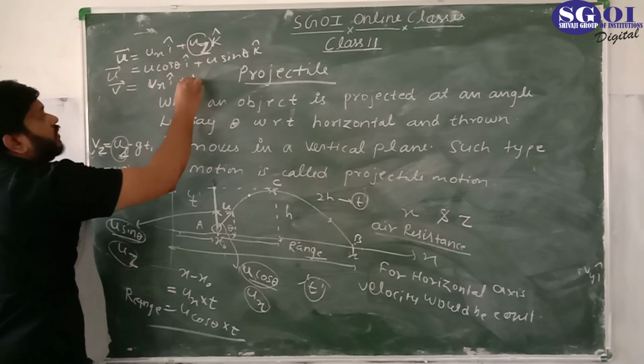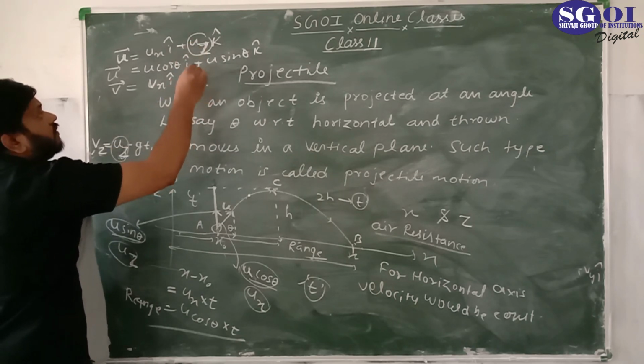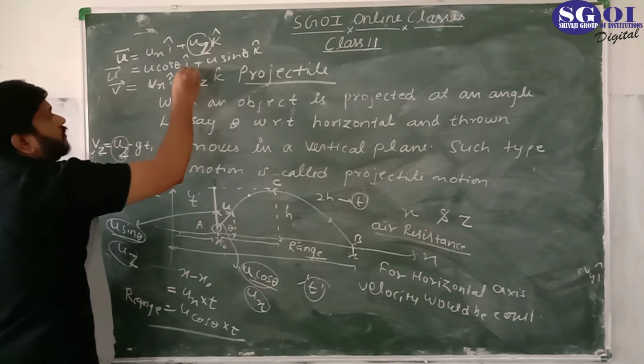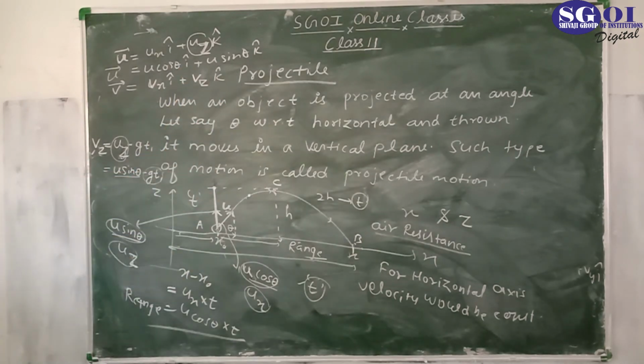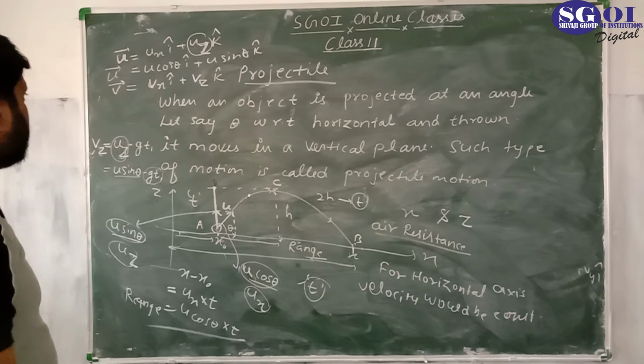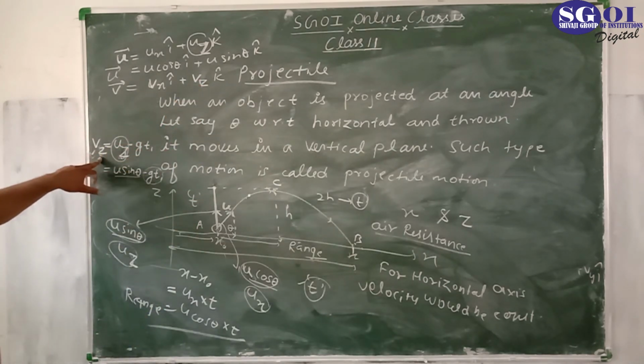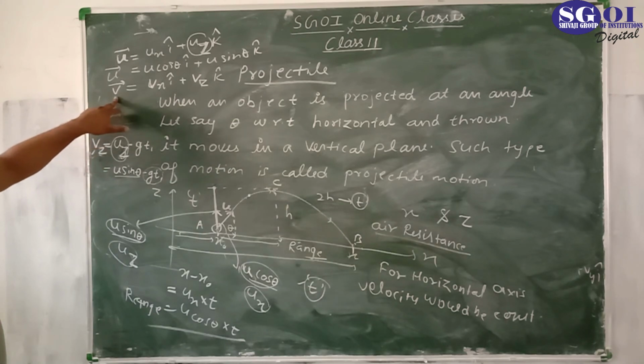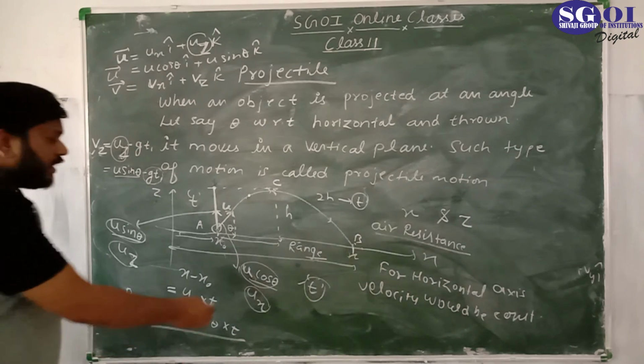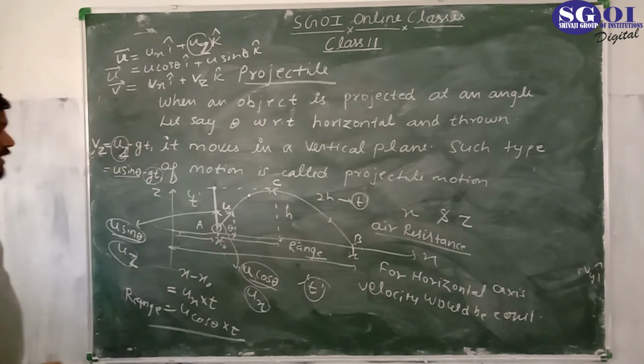If you take v at any time, it is vx i plus vz k, and you can see here the component vz is changing. It means v, the total velocity, is changing, and only the component x remains the same.